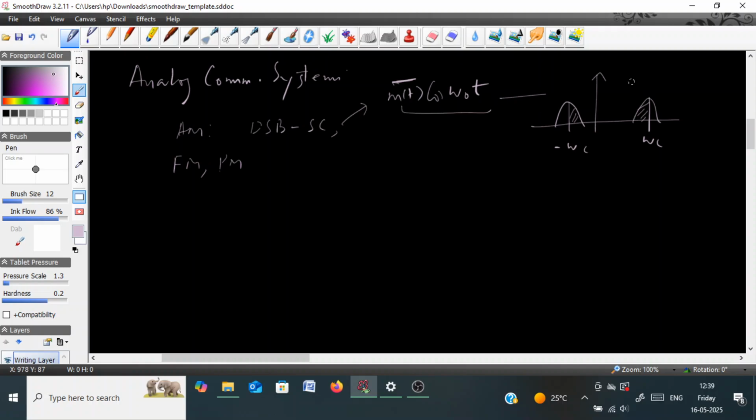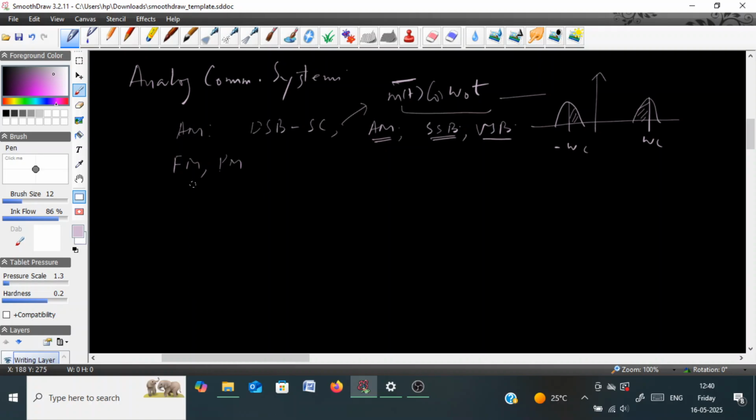And then we have added a pure carrier with the two sidebands. We name it as AM signal. And then we have also discussed single sideband modulation techniques, in which you suppress one of the sidebands and you just transmit either the upper sideband or the lower sideband. And then we have also discussed VSB modulation, vestigial sideband modulation.